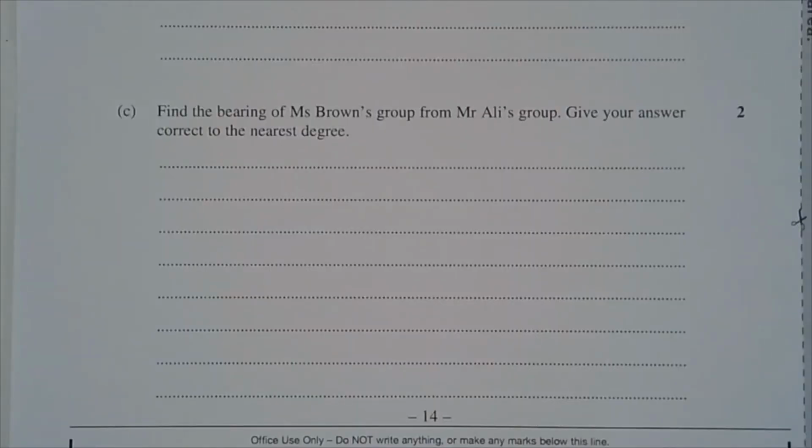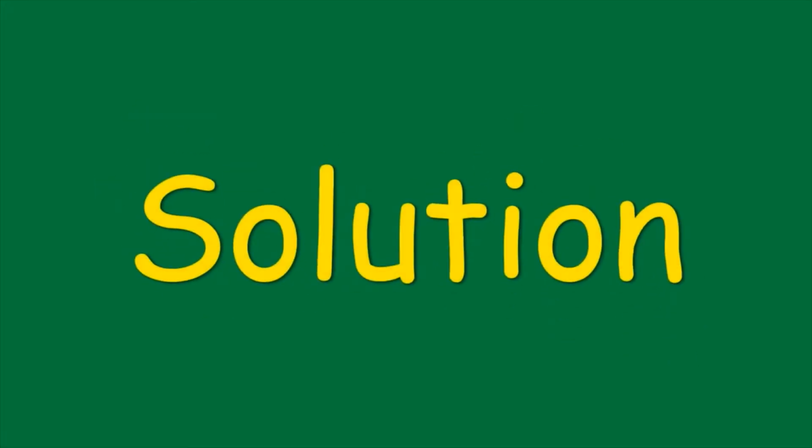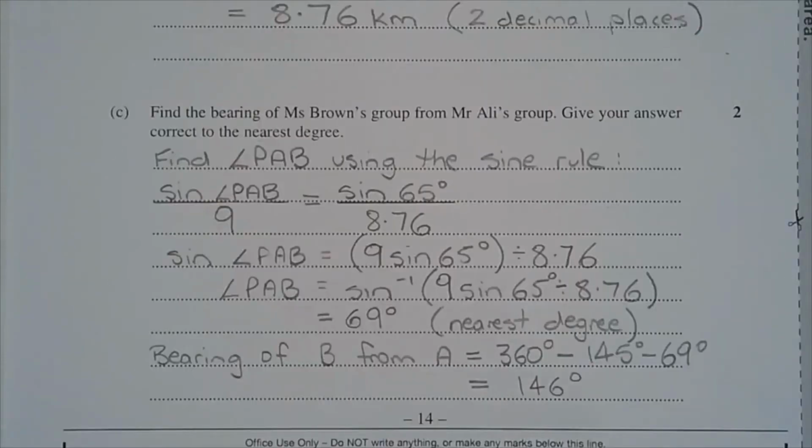Part C. Find the bearing of Miss Brown's group from Mr. Ali's group. Give your answer correct to the nearest degree. In order to find the bearing of Miss Brown's group from Mr. Ali's group, another angle in triangle APB needs to be determined.